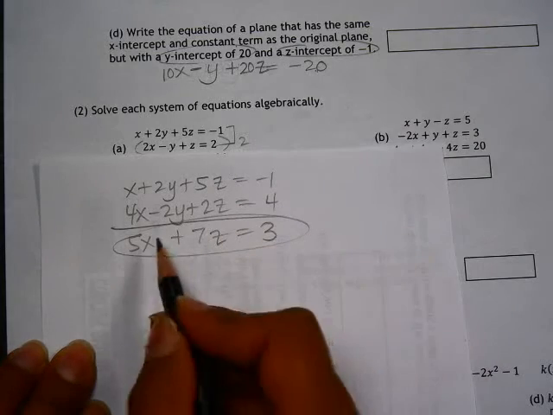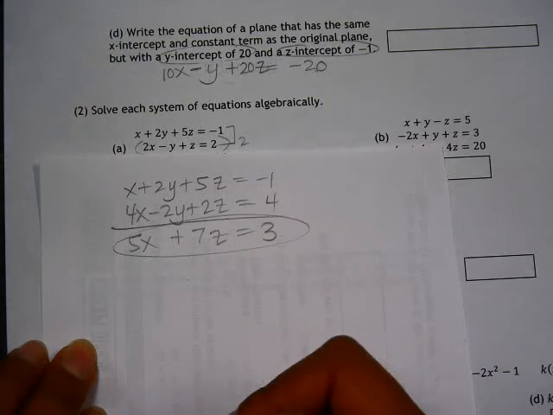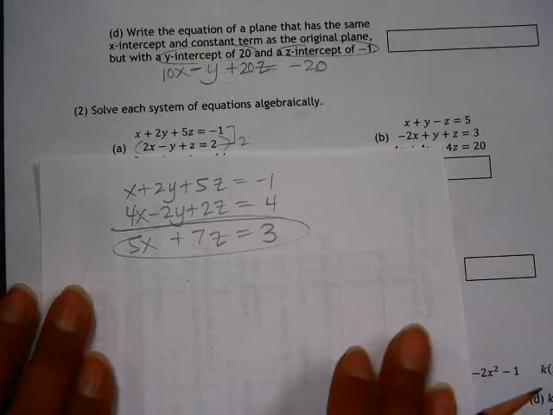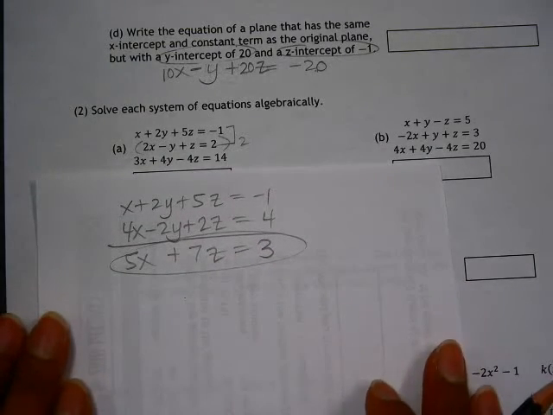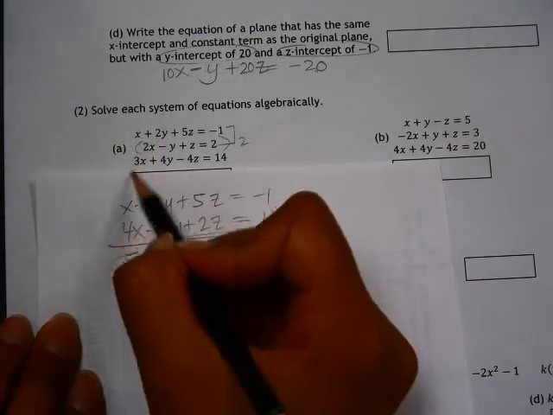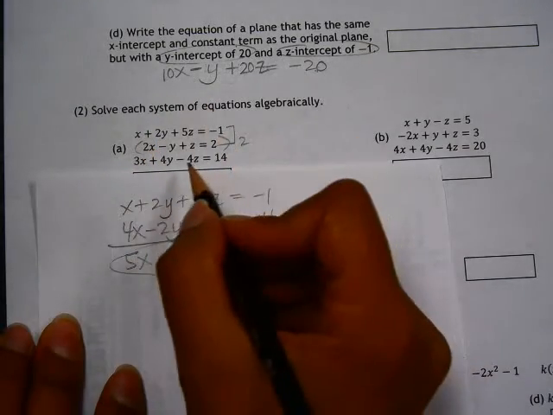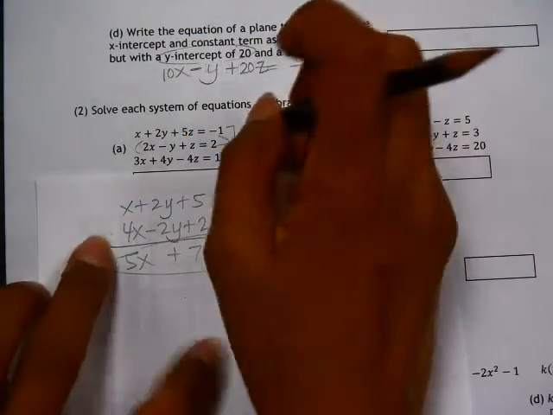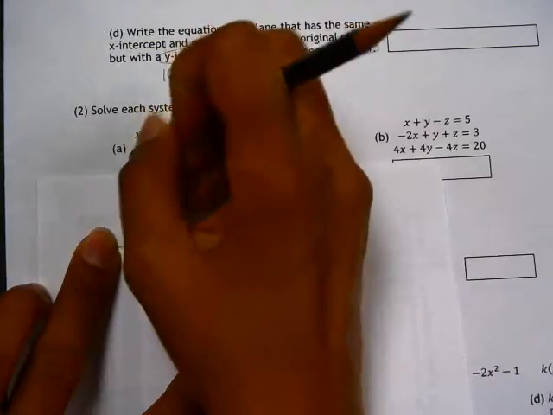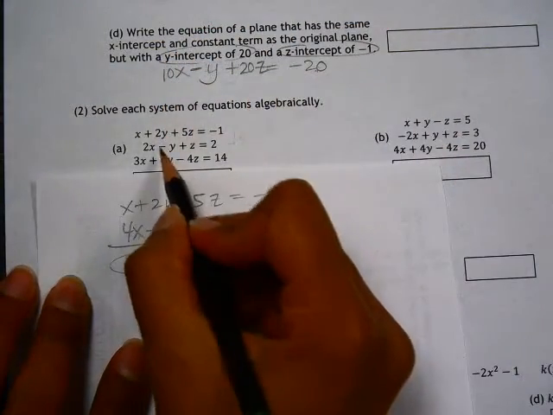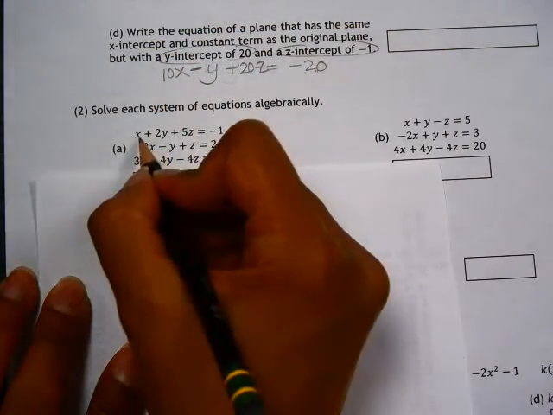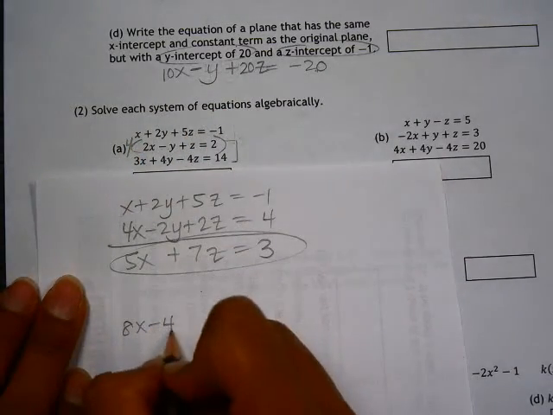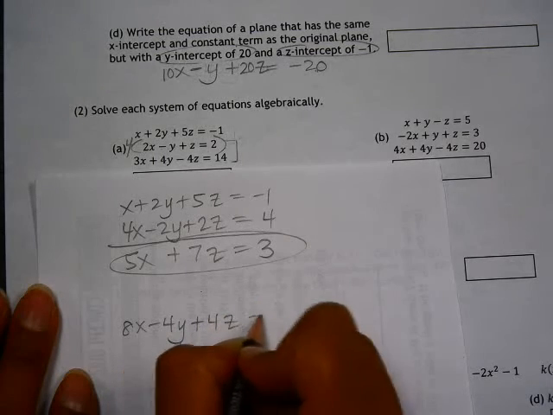So now I have an equation that has x and z. That means I need another equation that also has x and z so I can solve a system of 2 equations. So find another pair of equations. So for example, you could use the second and third equation, or the first and the third equation. So if you decide to use the second and third equation, the second one would now need to get multiplied by 4. 8x minus 4y plus 4z equals 8.